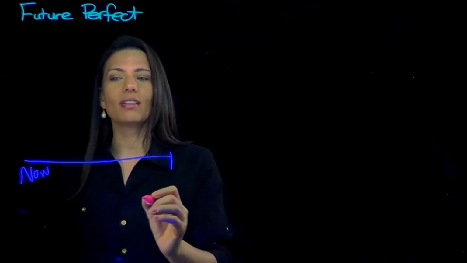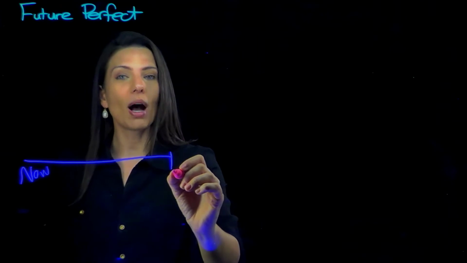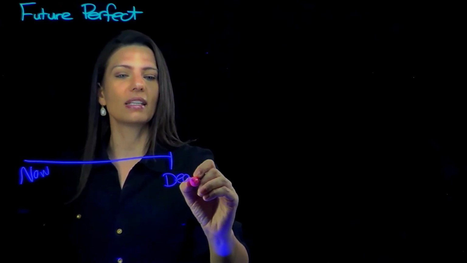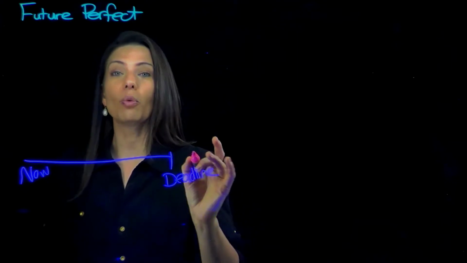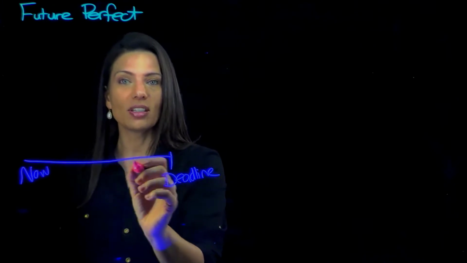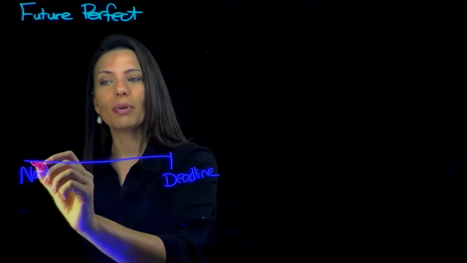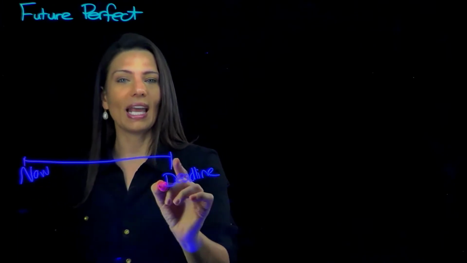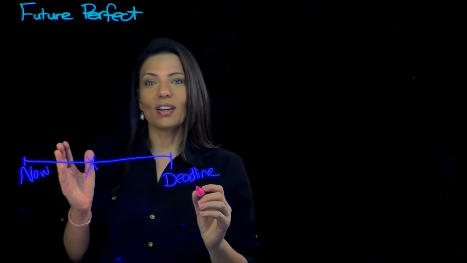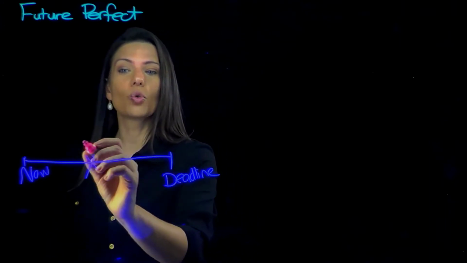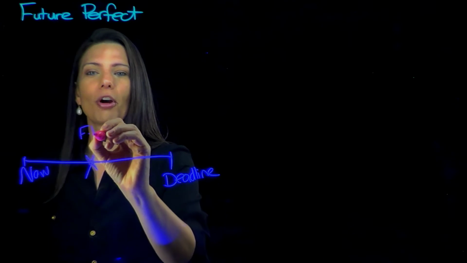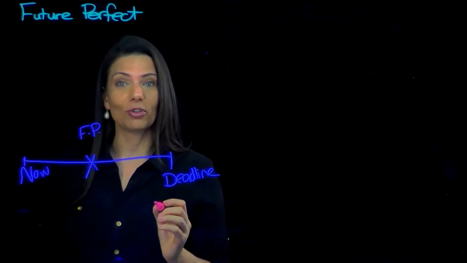So imagine that you're speaking now, and in your mind, remember you have 2 points in time. This one here is the deadline by which the action will have been completed. Now, the action that takes place is going to happen sometime between now and the deadline. So let's put that here. Now, the action that is happening here is going to be happening in grammar in the future perfect. I'm just going to write FP for the future perfect.